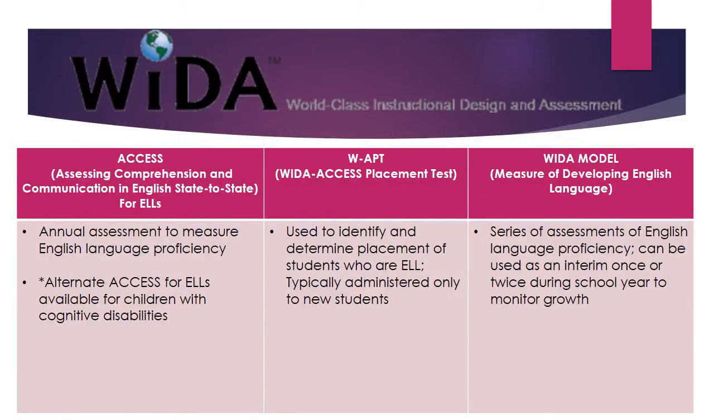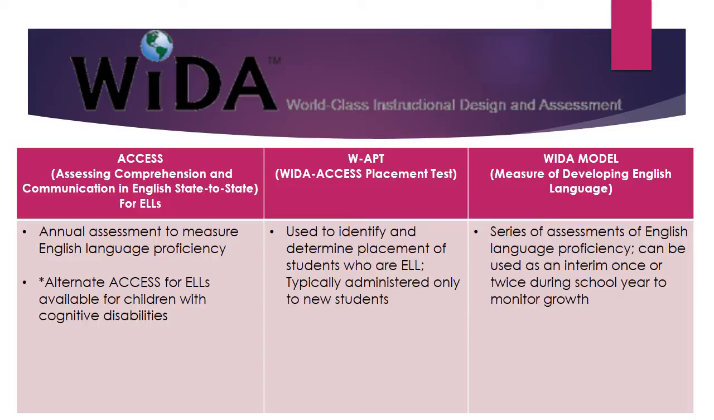WIDA is divided into 3 tests that they offer. The first is Access for ELLs. This is an annual assessment used to measure English language proficiency, and they also offer an alternate access for ELLs that's available for those with cognitive disabilities.